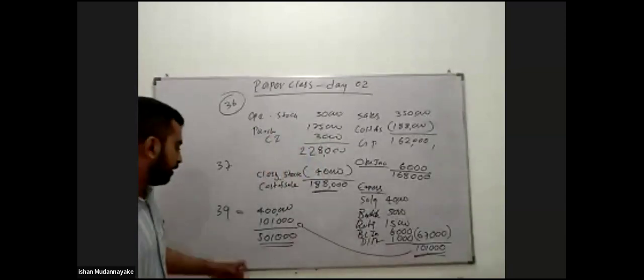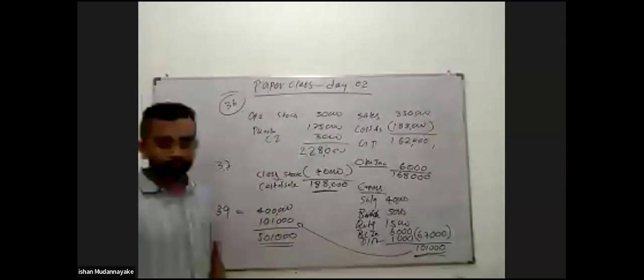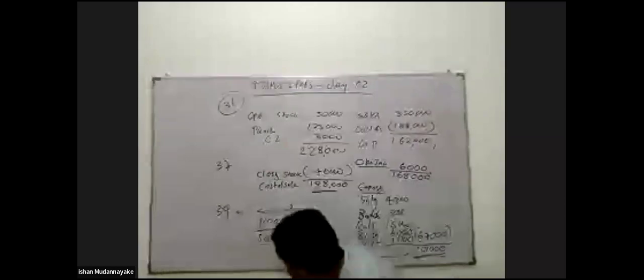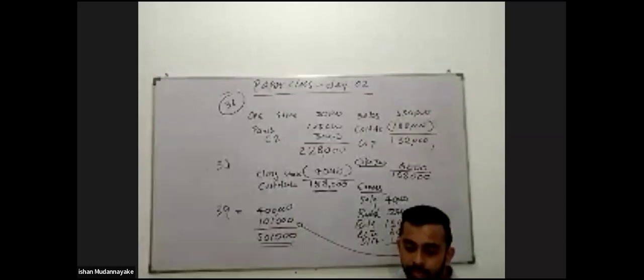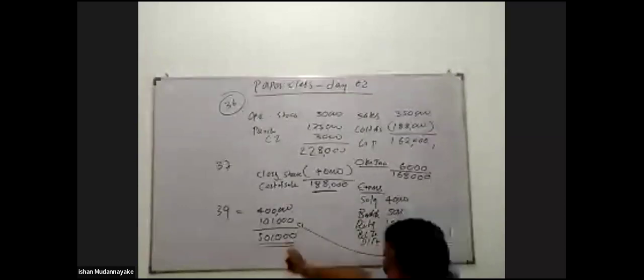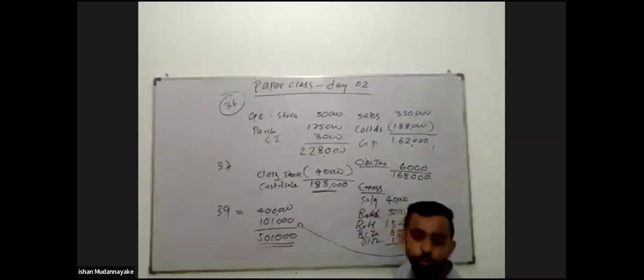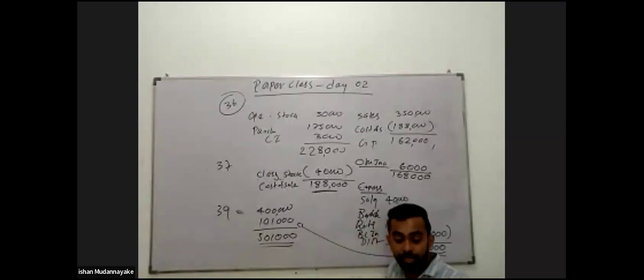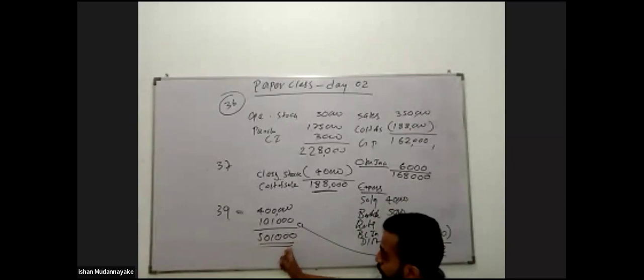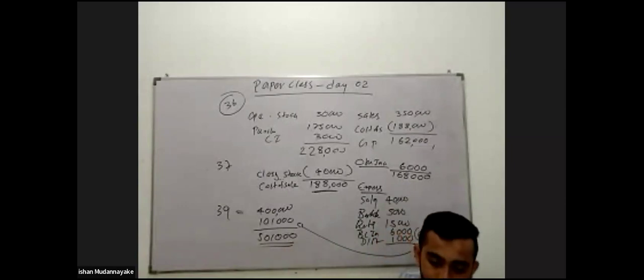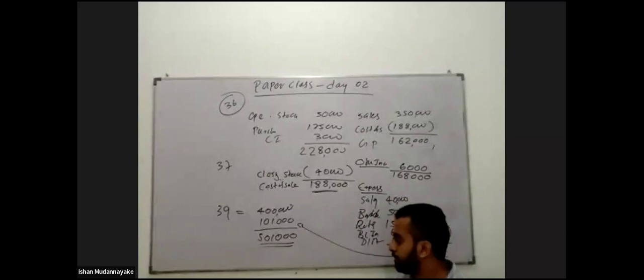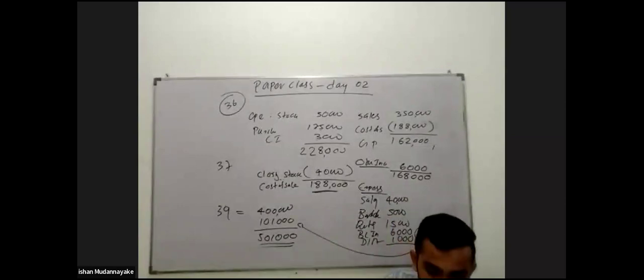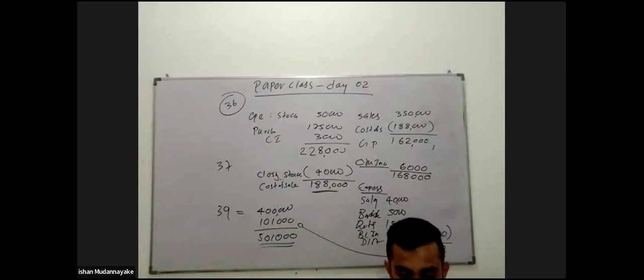The answer is 501,000. But if you have drawings in this question, if the examiner has provided you drawings, then you need to deduct drawings. Here, 400,000 plus profit 101,000, then closing equity 501,000. But if drawings are provided, deduct them to calculate it. This is the answer for question 39. Do you have any doubt?